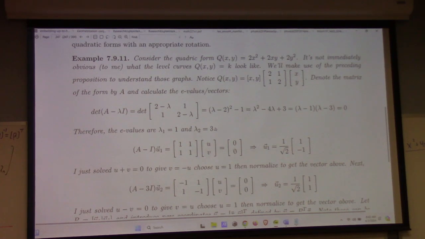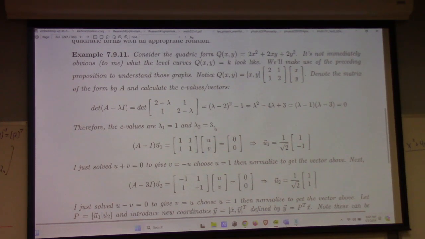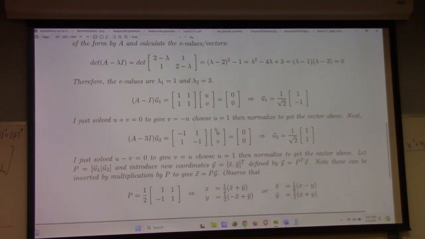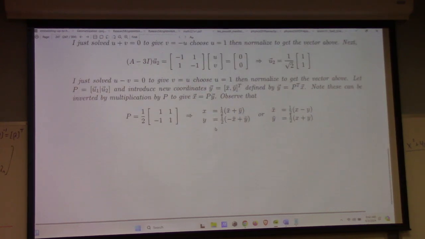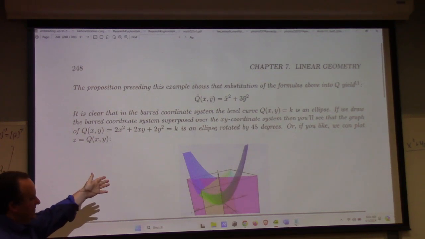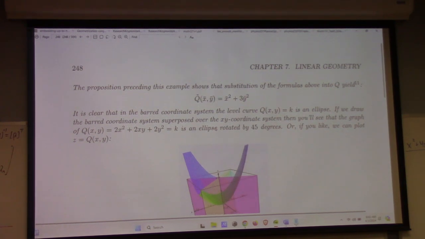Here is 2x squared plus 2xy plus y squared. You find the eigenvalues are 1 and 3, which means you can diagonalize it by making that change of coordinates. When you do, it becomes q of x bar y bar equals x bar squared plus 3y bar squared. So if I put z equal to that, it's clearly a paraboloid, right?